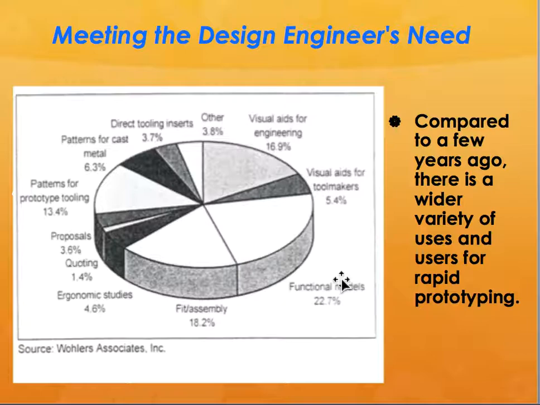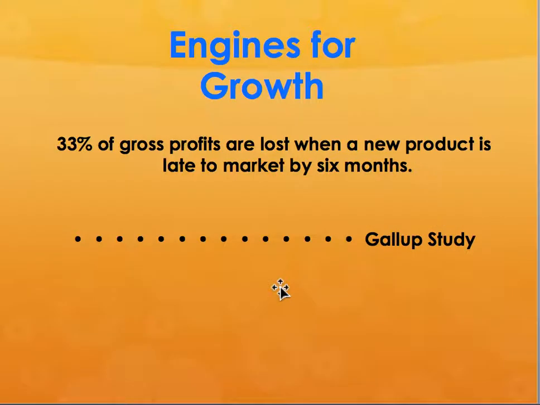So these are all the different areas where additive manufacturing is used. I'm sorry about the quality of this picture. I was just cutting and pasting it from the Wohlers Associates website. They won't allow you to copy and paste that, unfortunately, but that's the way it is. Compared to a few years ago, there is a wider variety of uses for rapid prototyping or additive manufacturing. Now, why is additive manufacturing preferred? Why is 3D printing preferred?